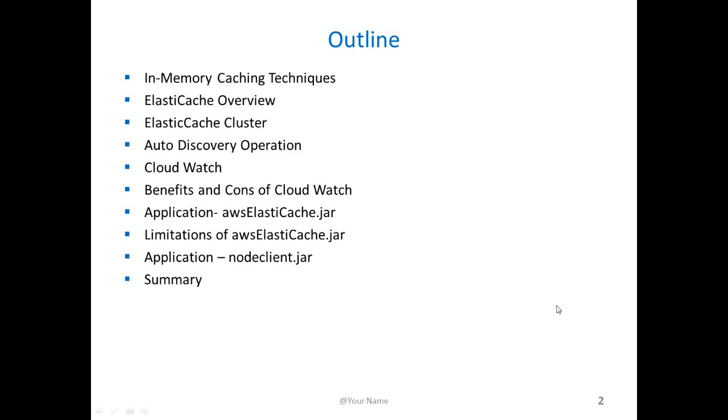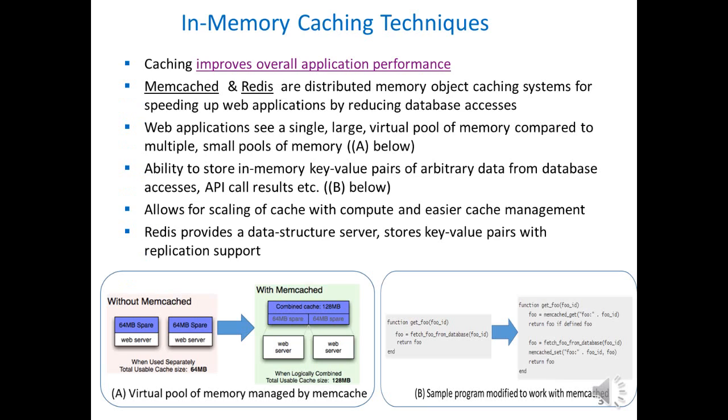This is the outline of the presentation. So, in-memory cache is basically a mechanism to improve the performance of an application. The data is stored in the cache rather than on the disk, so it helps the application to restore the data faster.